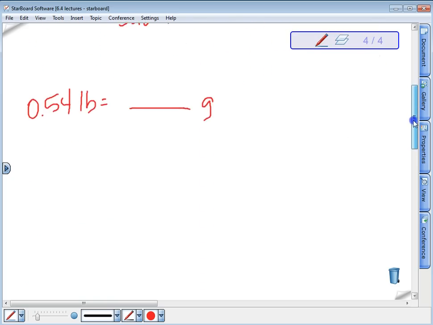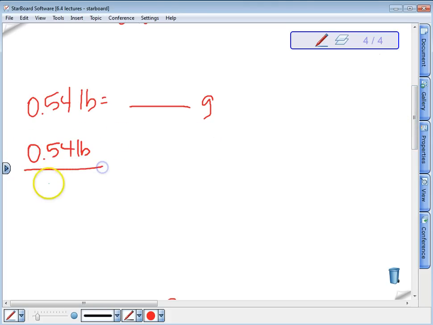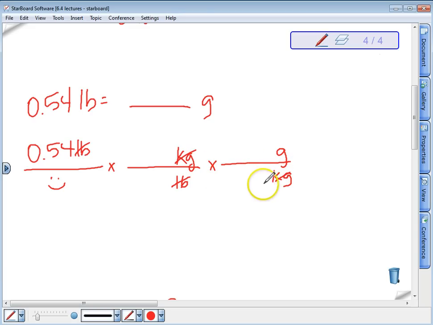Right? Let's do another one. 0.54 pounds. Since that's what I'm given, I'm going to put it over smiley face. I know pounds has to go on bottom to cancel out. I don't know how many grams are in a pound, but I do know how many kilograms are in a pound. And I do know how many grams are in a kilogram.